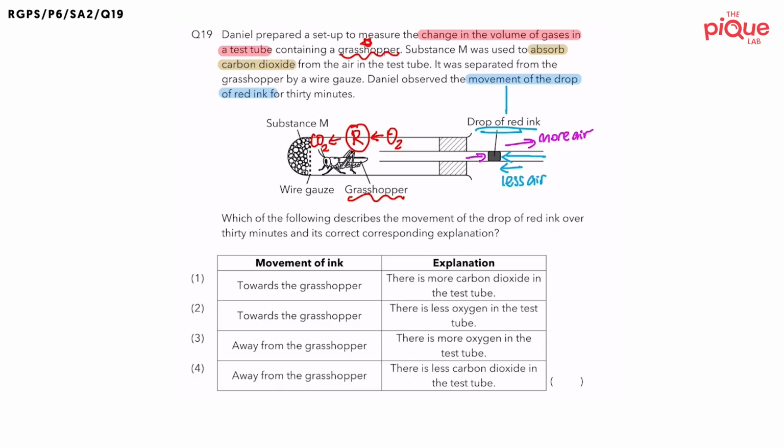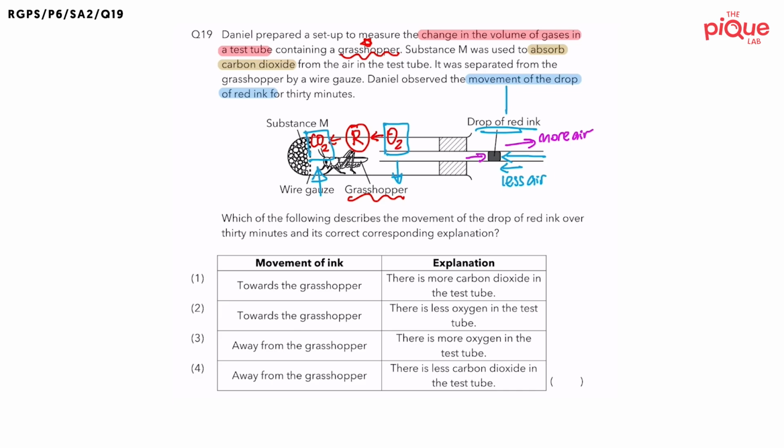So let us focus back on the grasshopper, and we can figure out how the grasshopper will affect the amount of air inside the test tube. First and foremost, we already know that the grasshopper will take in oxygen for respiration. So since oxygen is being taken in, will there be more or less air inside the test tube? We know that there will be less air inside the test tube. However, we have to remember that carbon dioxide is also being released, which means that this carbon dioxide will replenish the oxygen that was being taken in by the grasshopper, right? And this causes the amount of gases in the test tube to increase.